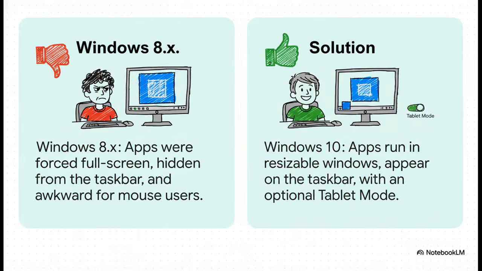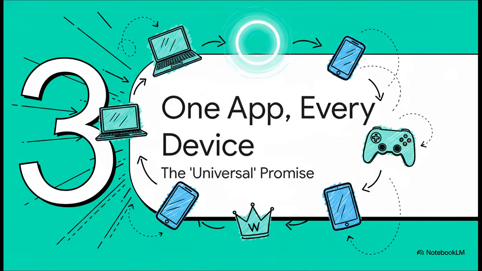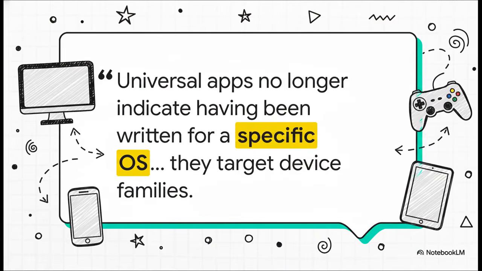And hey, if you actually wanted that full-screen, touch-friendly experience on a tablet, you could just switch on tablet mode. It was really trying to be the best of both worlds. And this, right here, brings us to the grand vision behind the whole UWP thing, the Universal Promise. For developers, this was like the Holy Grail. Write once, run everywhere. So the technical shift here is the really crucial part.